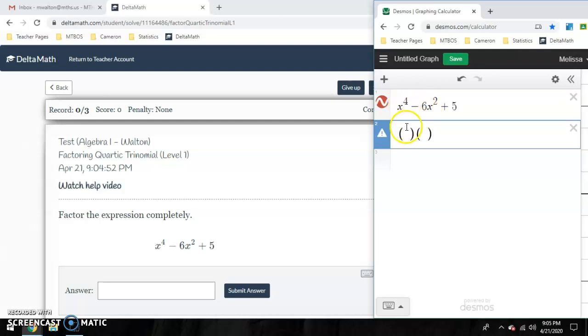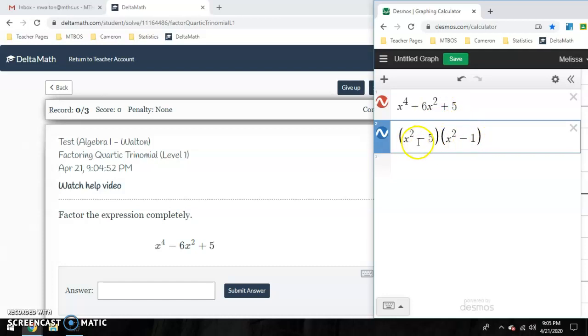So x to the fourth breaks down into x squared and x squared. I need two numbers that multiply to positive 5 that add up to negative 6. Oh, well, that's easy. That's negative 5 and negative 1. Negative 5 plus negative 1 is negative 6. Negative 5 times negative 1 is positive 5.